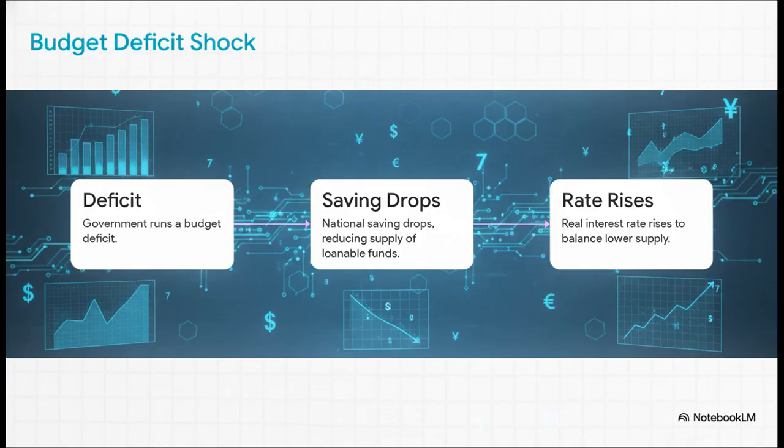Step 1. The government spends more than it takes in, meaning they run a budget deficit. Step 2. Because public saving is now negative, total national saving drops. That instantly reduces the supply of loanable funds. Step 3. To balance this newly reduced supply against the existing demand, the real interest rate is forced to rise, meaning the cost of borrowing just got a whole lot more expensive for everyone.